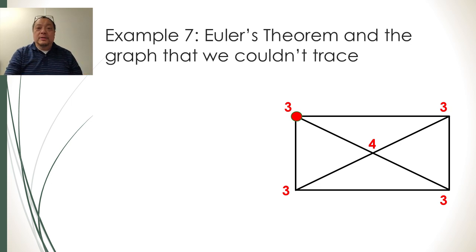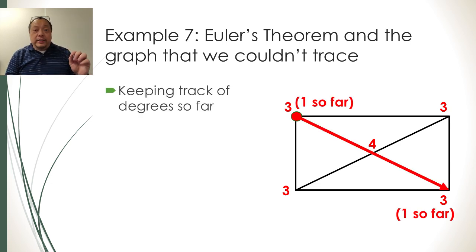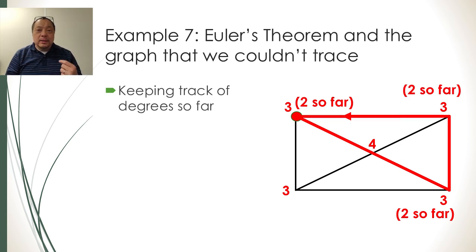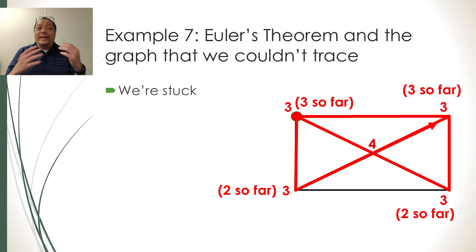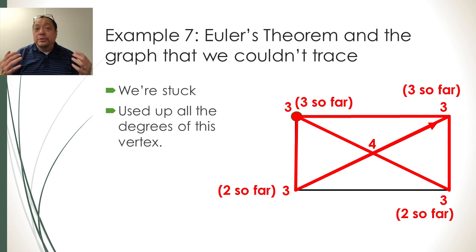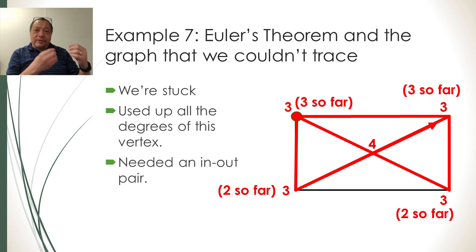Suppose we start from the top left. What I'll do is I keep track of the degrees so far. With this first line, I have degree 1 at the starting point and degree 1 at the bottom. Go up. Now the bottom has degree 2 and the top has degree 1. Go sideways, the degrees are 2, 2, and 2. Go down, now the starting point is full, 3 out of 3 degrees. And if I go back up the diagonal, now the top vertex is 3 out of 3 degrees. I'm stuck. I can't leave. I've used up all the edges of the upper right corner. There's no edge for me to continue tracing. I don't have enough in-out pairs to go in and out of it. That's an illustration of why we can't trace this graph that has 4 odd vertices. Too many dead ends.